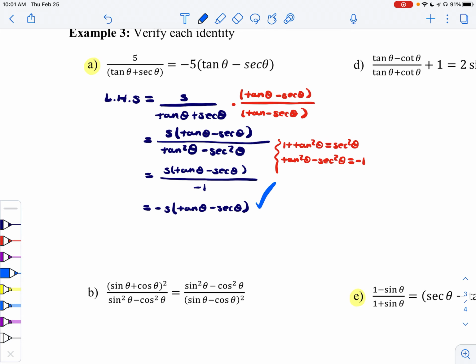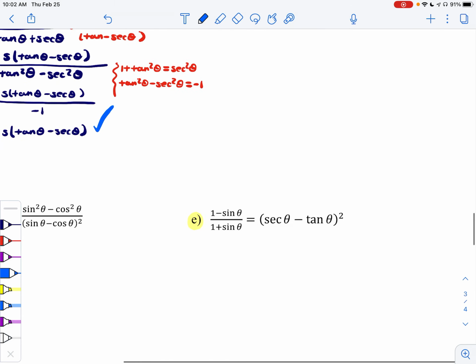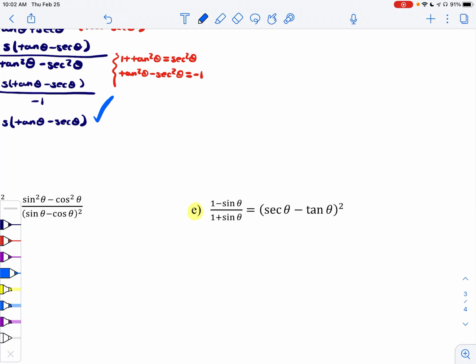All right, let me do one more example with you. I'm going to go ahead and look at part E here of example 3. So 1 minus sine of theta over 1 plus sine of theta is equal to secant of theta minus tangent of theta quantity squared.